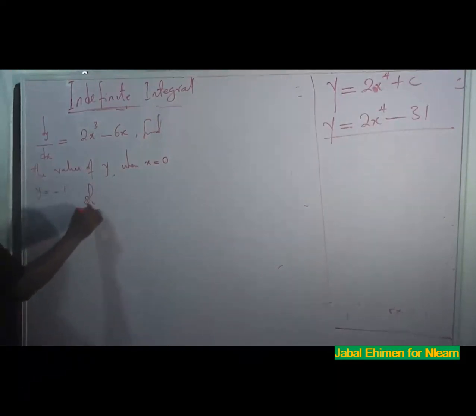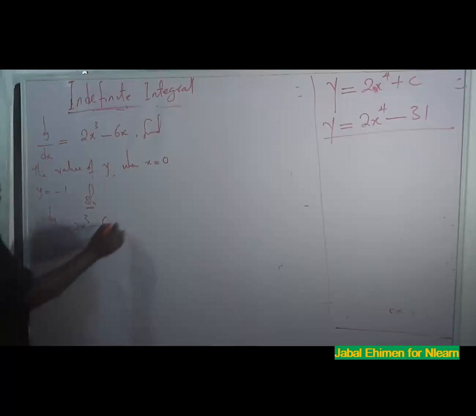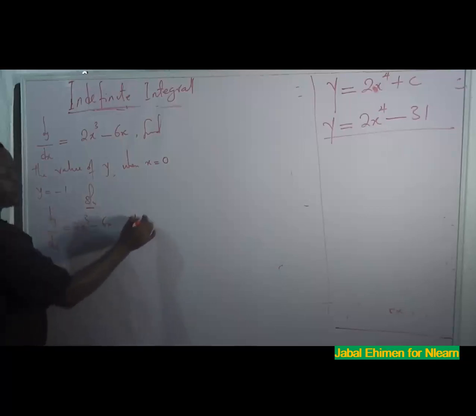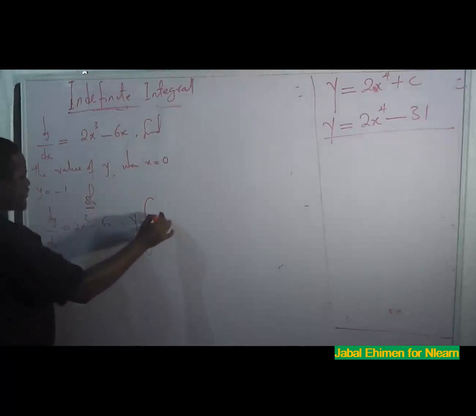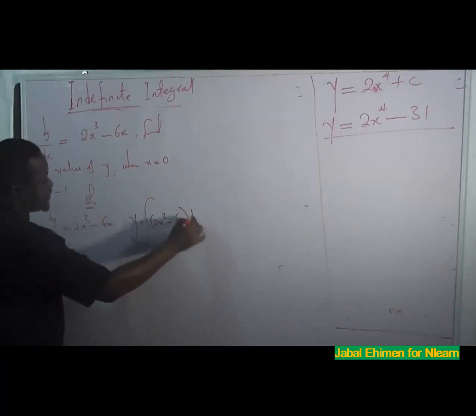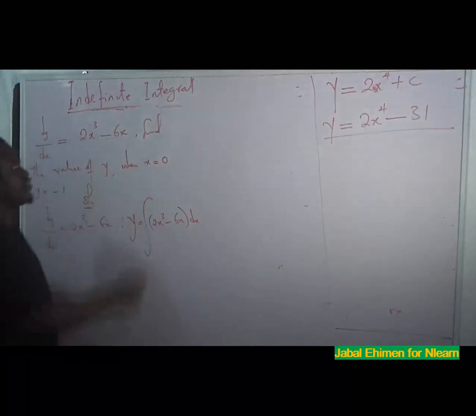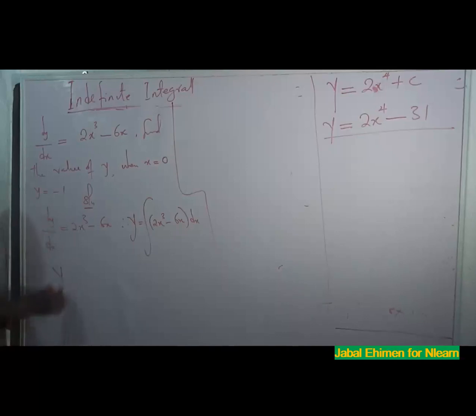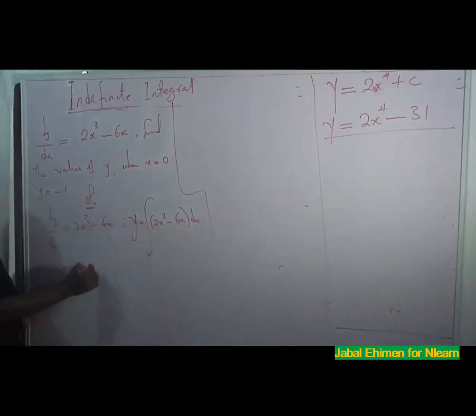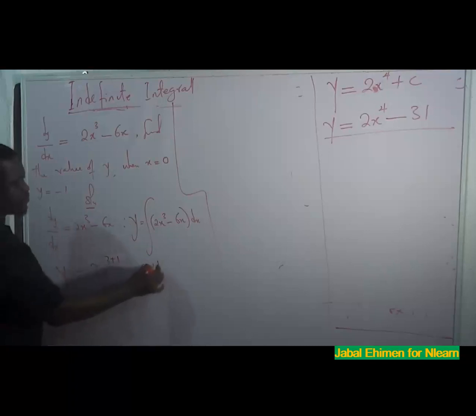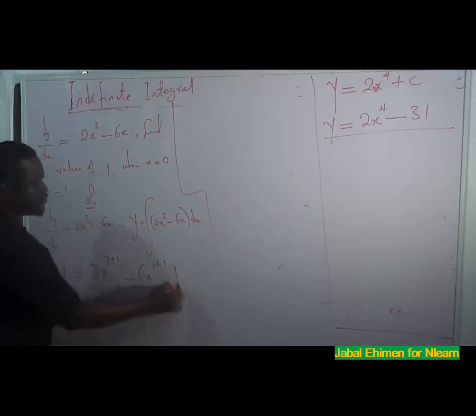So let's try this. Let's take the solution for this. dy over dx is equal to 2x^3 minus 6x. So therefore, y is the integral of 2x raised to the power 3 minus 6x dx. What it means is that if you integrate this dy dx, you get the value of y. So let's find the value of y now from the integration. So y now will give me, let's integrate. So you have 2x^(3+1) divided by (3+1) minus 6x^(1+1) divided by (1+1), plus the value of c.